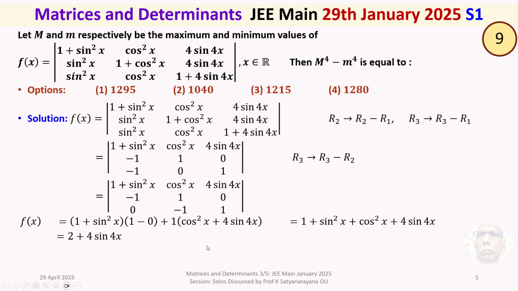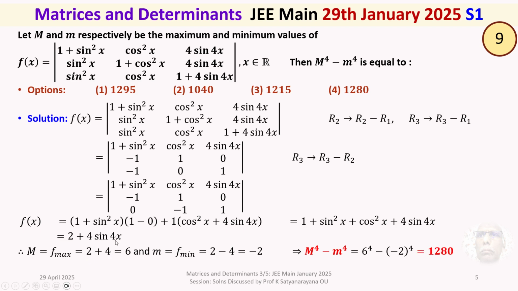It's now very simple to find the maximum value of this. f(x) will take the maximum value when sin 4x takes the maximum value, that is plus 1. It takes the minimum value when sin 4x takes the minimum value, namely minus 1. Therefore, capital M, f max, is 2 plus 4 times 1, that is 6. Small m is equal to f min. The minimum value is 2 plus 4 times minus 1, that is 2 minus 4, which is minus 2.